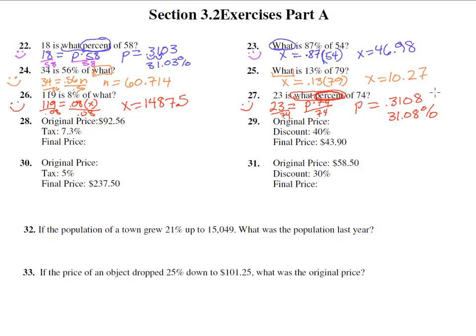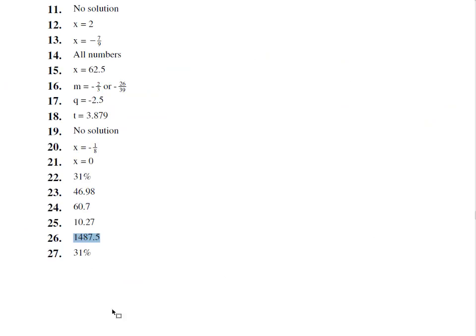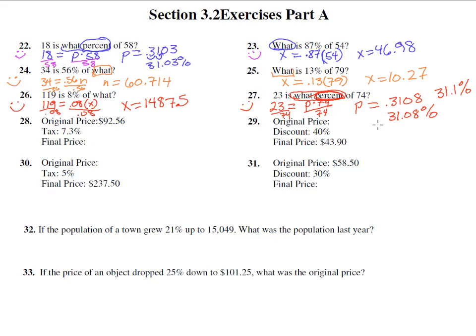Now, if you rounded it at 1 decimal place, it would be 31.1%. Let's check our answer. 31%. Oh, they just rounded to the nearest percent. That's okay.